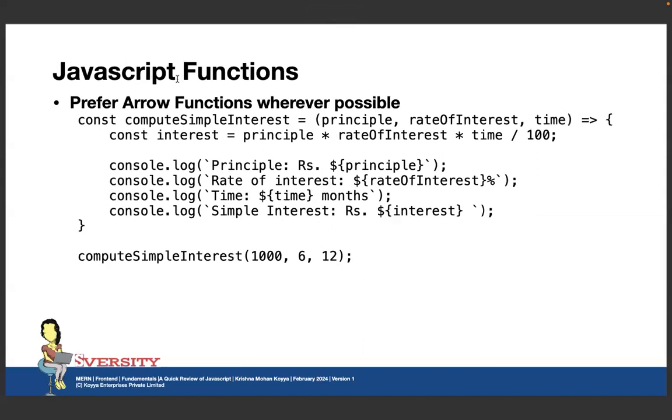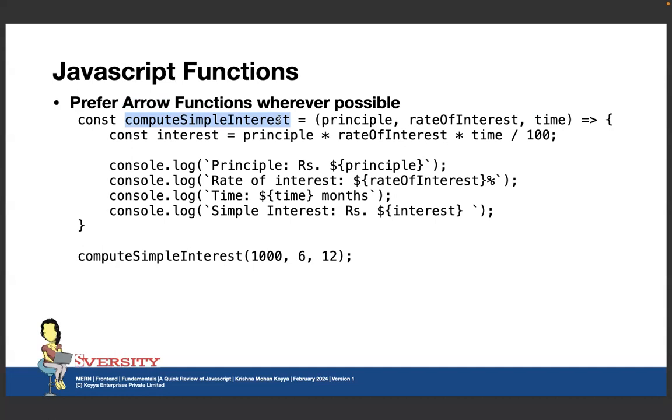JavaScript also introduced something called arrow functions. Our strong recommendation is that you try using arrow functions wherever possible. Get that practice as much as possible. So I'm rewriting the same function once again. What is the function? It is computeSimpleInterest. That is the name of the function.